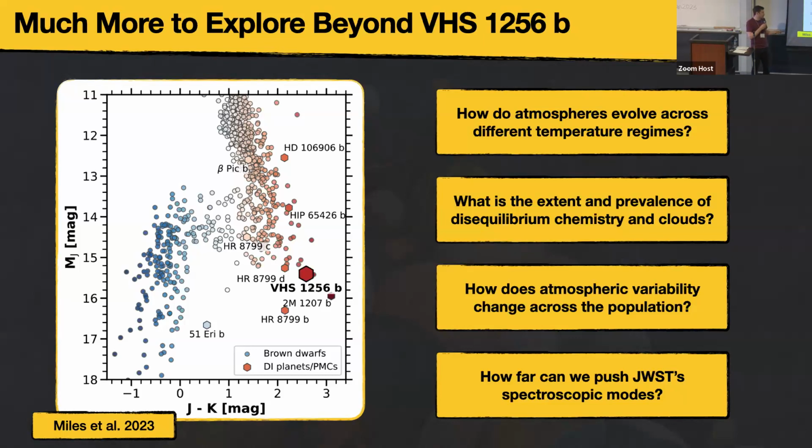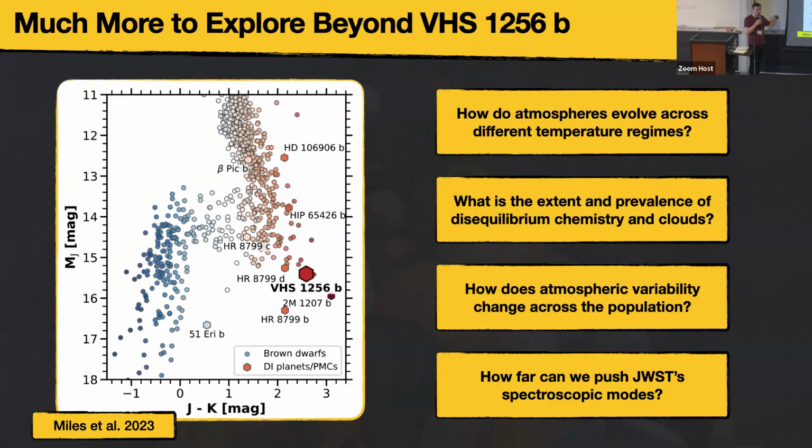Similarly, we can start to dig into more detailed effects as well, like weather, through variability of these objects in different observing bands and different features. Does the silicate cloud feature vary at the same time? Maybe the disequilibrium chemistry feature varies in the near infrared. And then this bottom one here, which I'll come back to in a minute, is how far are we going to be able to push these spectroscopic modes? This is what we can do just now.